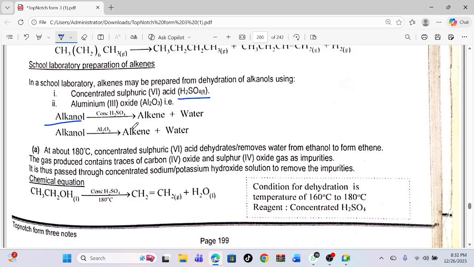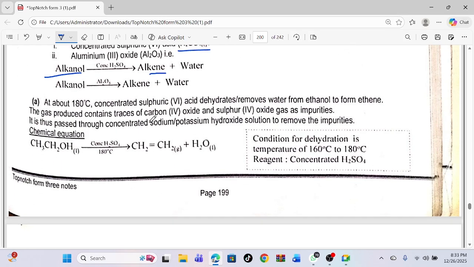What do I mean? Tukinyonya maji ya ethanol itatupatia ethene. Tukinyonya maji ya propanol itatupatia propene. Tukitoa maji kutoka butanol itatupatia butene. Tukitoa pentanol itatupatia nini? Pentene. And that is inatupatia nini? The corresponding alkene.